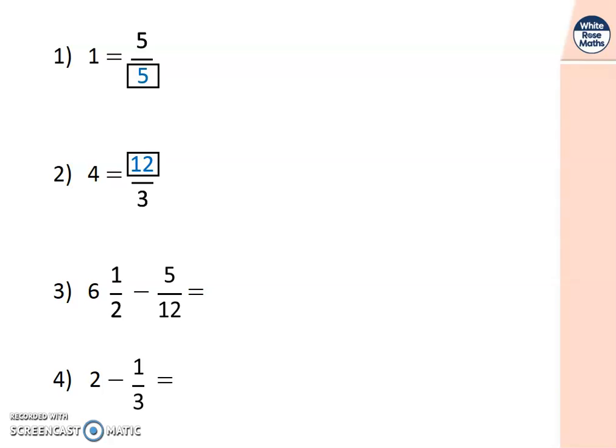We need to change it so it's the same denominator. So 1/2 is the same as 6/12. So we've got 6 whole 1s and 6/12, subtract 5/12 is 6 whole 1s and 1/12. And the last one, 2 whole 1s, subtract 1/3, leaves us with 1 whole 1 and 2 thirds. Well done, let's move on.